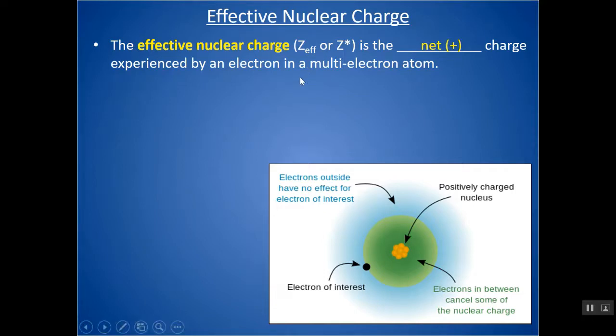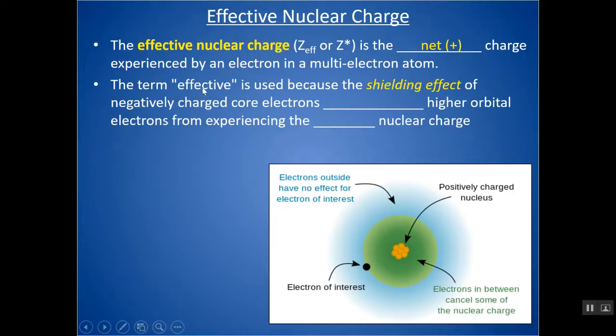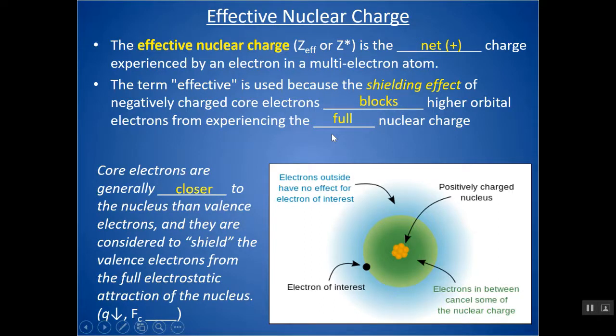So depending where that electron is in your atom, if it's in the first energy level, the second energy level, so on and so forth, it's going to feel a different charge from the nucleus because there's going to be some electrons in the way that we call shielding electrons. So that's why we use this term effective. It's used because of the shielding effect. If you have core electrons, they're going to block the outer valence electrons from feeling that full nuclear charge. Core electrons, remember, are generally closer to the nucleus, and they can help shield valence electrons.